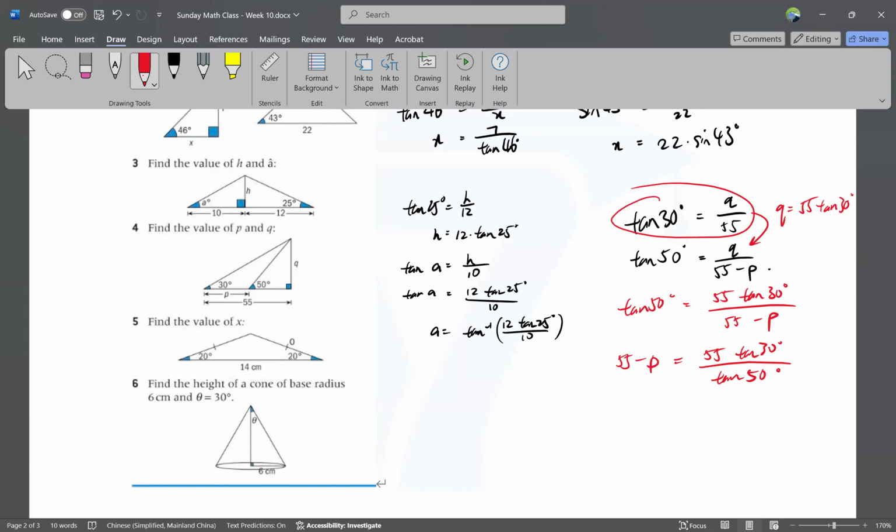Adriana, how did I get from here to here? Explain. You swapped 1050 over with 55 minus P, so then you can get P by itself. Okay, why can I swap them? Because you're trying to find P by itself. That's the motive of swapping them, not why I can swap them. Because they both have 10? No, that's not a reason.